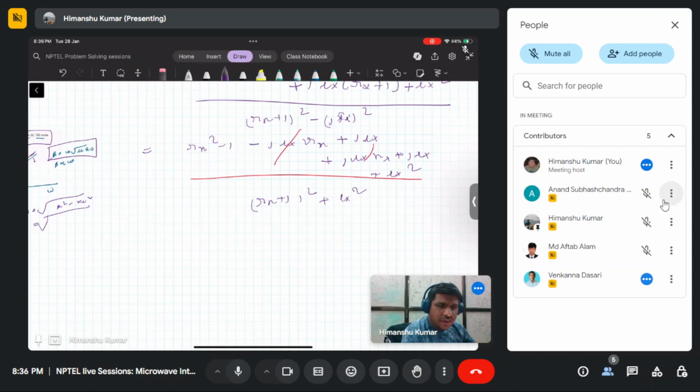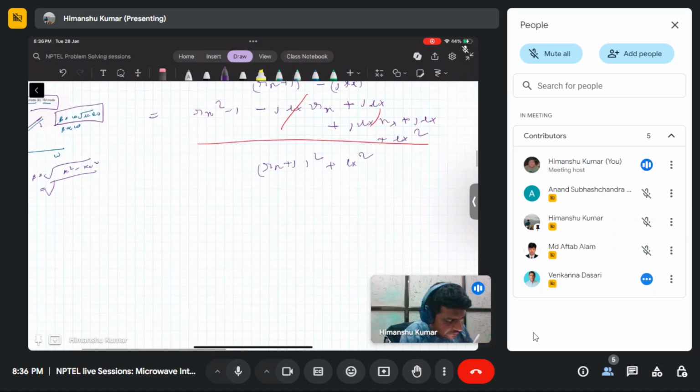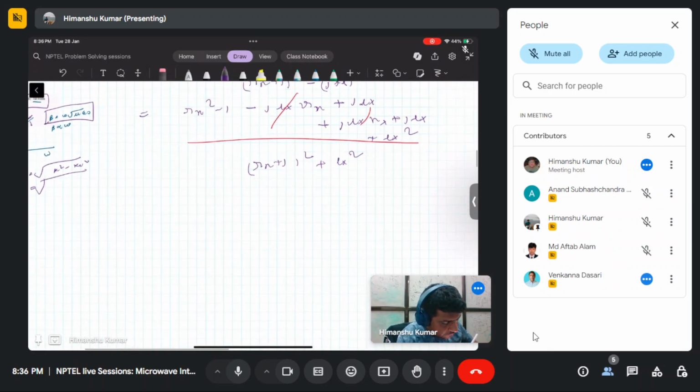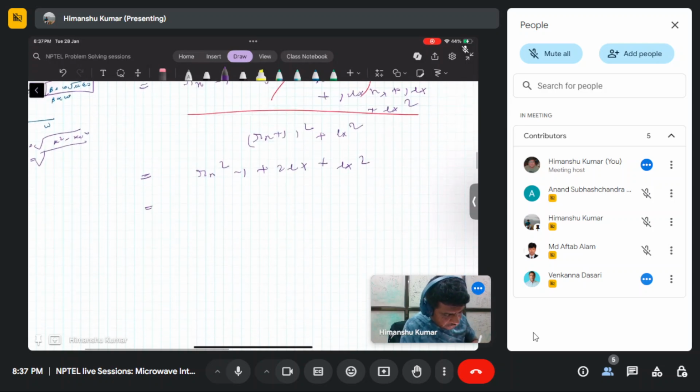Okay. So basically now this term will get cancelled. So this will become 2 times ix. So this will become rx square minus 1 plus 2 times ix plus ix square, right? So this basically, you can write this so, rx square minus 1, yeah, sorry.